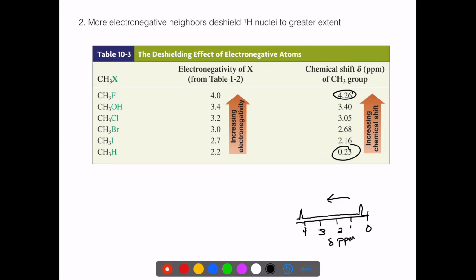Why? Because the fluorine has greater electronegativity. It's pulling the electrons away more fully from these hydrogens right here. And as a result, they feel the fuller effects of the magnet, and so it requires more energy, and they're further downfield because it requires more energy to actually flip them from the alpha into the beta position. All right, so again, really more electronegative atoms will ultimately do that.